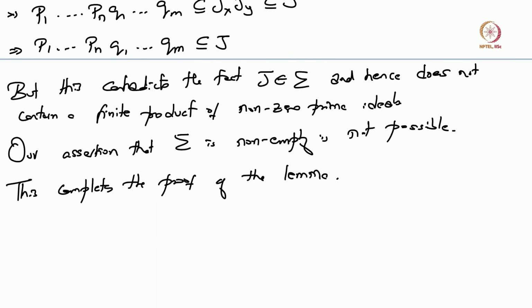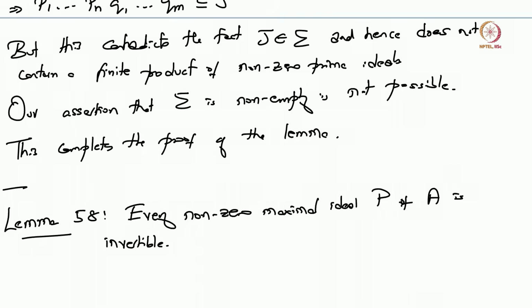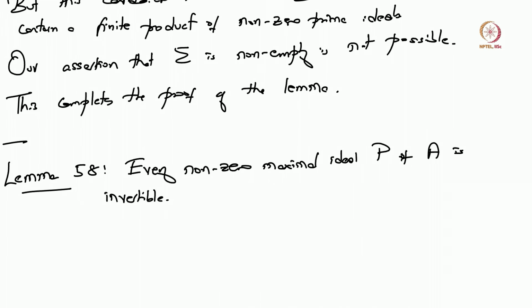Okay. So the next lemma that we'll need to prove our main theorem is that every non-zero maximal ideal, let's call it capital P of A, is invertible. So we want to show that every non-zero fractional ideal is invertible, but we'll start by proving that every non-zero maximal ideal is invertible. So proof.